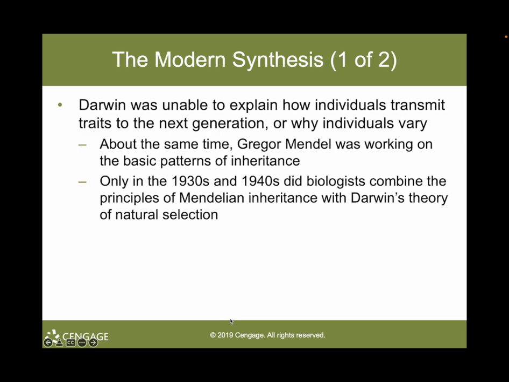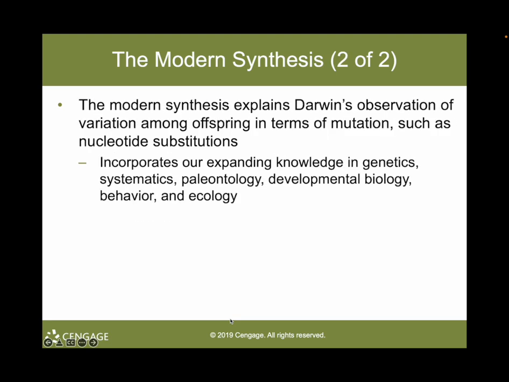Some of the founders of the modern synthesis were Dobzhansky, Fisher, Haldane, Huxley, Mayr, George Gaylord Simpson, and that's the middle and last name, Stebbins, and Wright. So today, the modern synthesis incorporates our expanding knowledge of genetics, systematics, paleontology, developmental biology, behavior, and ecology.